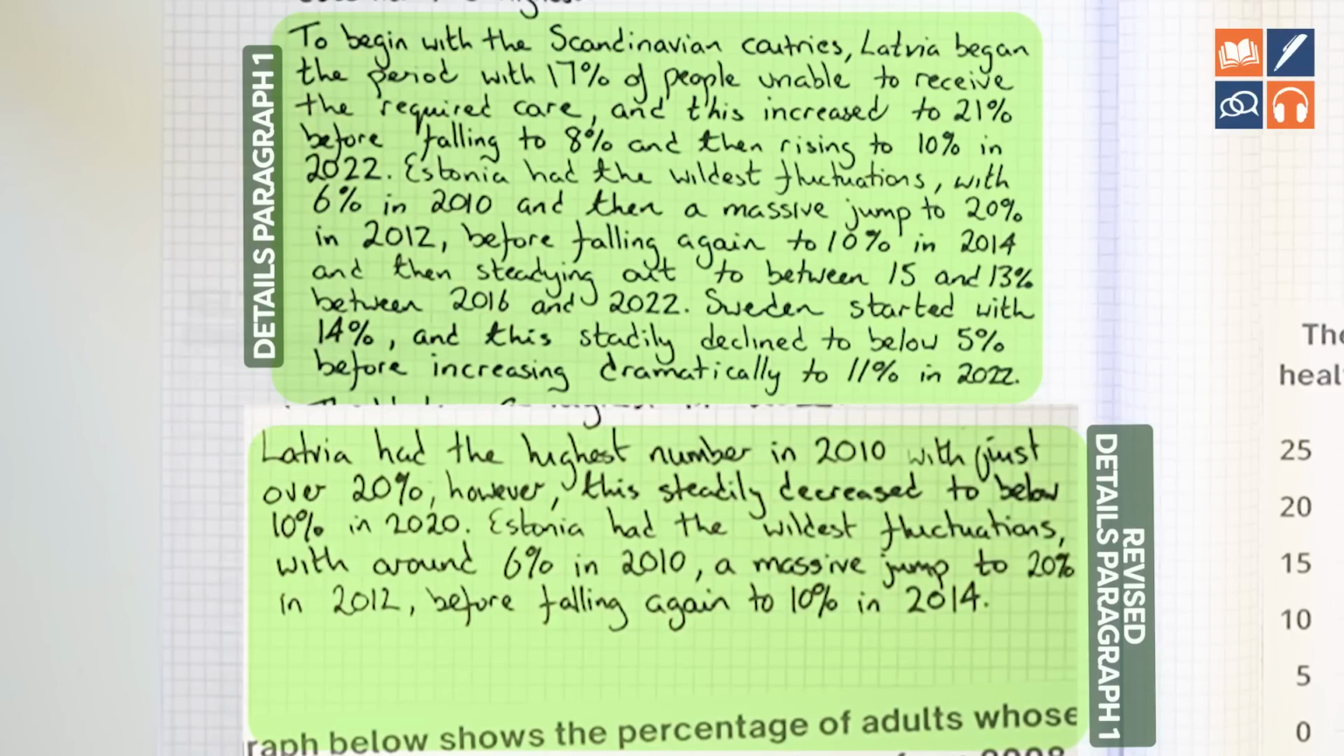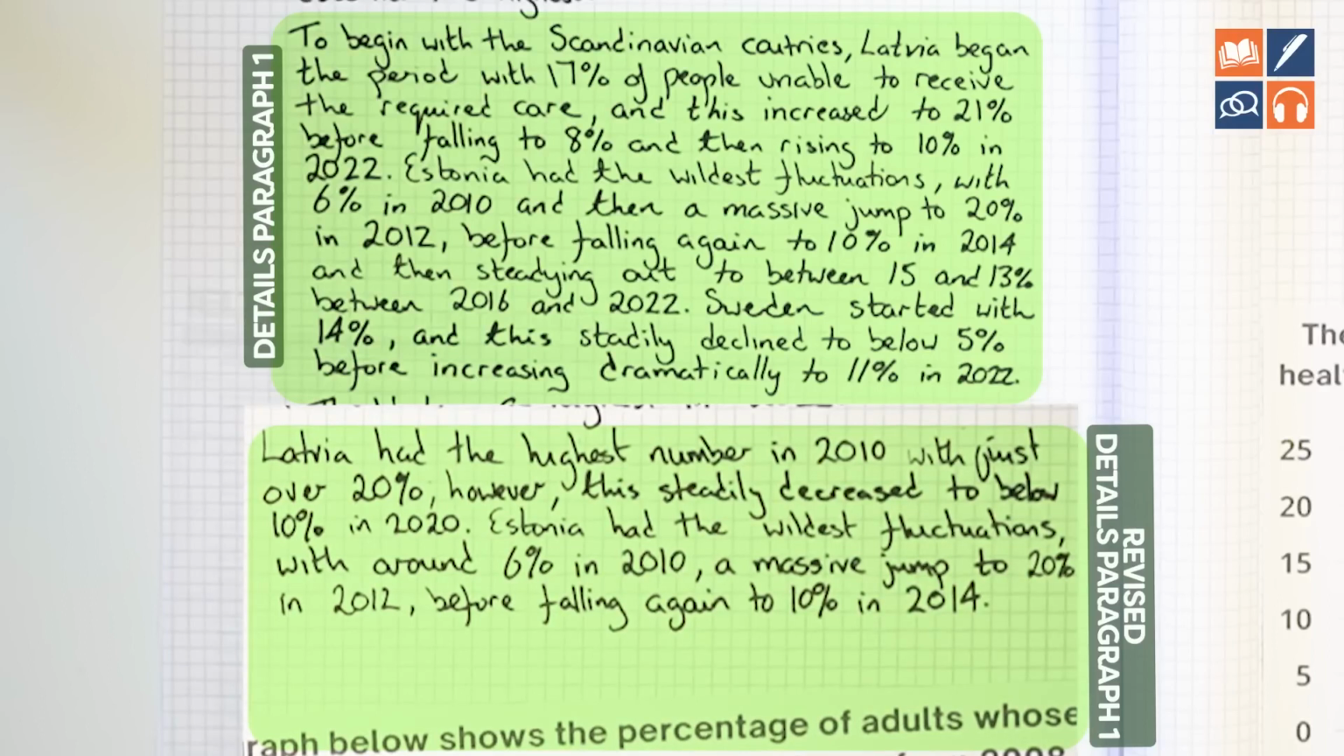Now you'll see that in the Band 6 report, they then go on to say, and then steadying out to between 15 and 13% between 2016 and 2022. Now, this student has chosen not to continue on because they don't think that the rest of that data is significant or key. The key thing was to describe the biggest fluctuations. They've done that. You do not have time, nor are you required to write about every single little point.